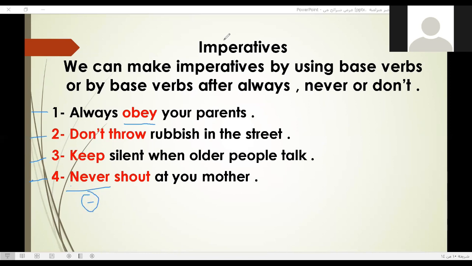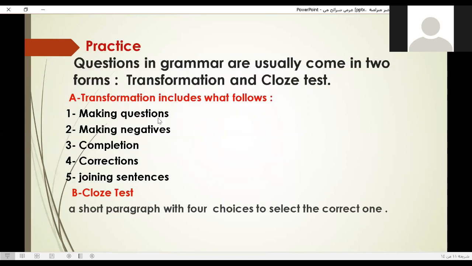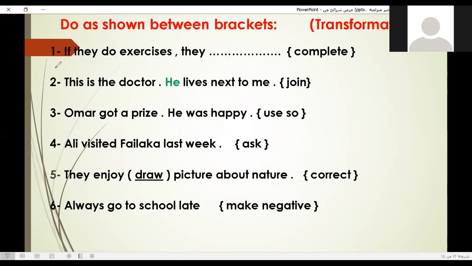Thanks a lot. I guess now you get the idea of many grammar points, and we revised many grammars that we dealt with before. So let's see an exercise that will cover making questions and negatives, completion, correction, joining sentences, and clauses at the end. We'll start with part A. If they do exercise, they will be healthy and fit. Thank you very much. So we used will after if in the first conditional sentences.